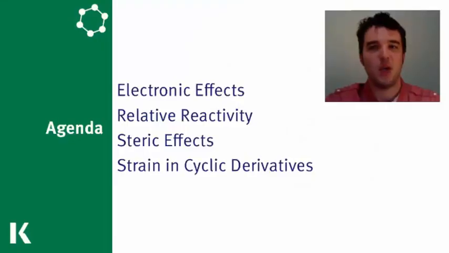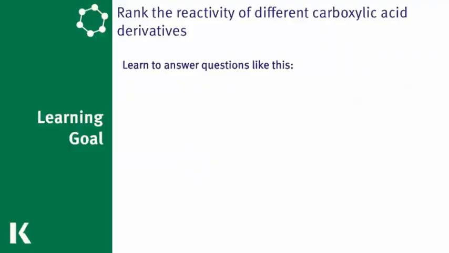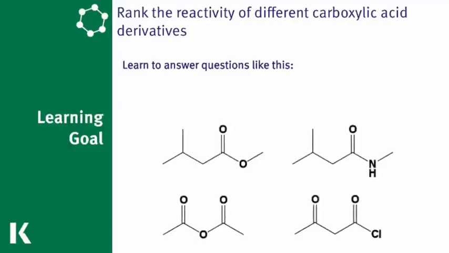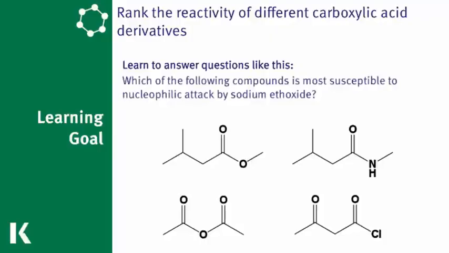This video will help you build an understanding of what makes a given carboxylic acid derivative more or less reactive. We will cover electronic effects like induction and conjugation before moving on to sterics and ring strain, all the while comparing the molecular elements that influence relative reactivity. After watching this video, you should be able to answer questions like this one, which asks you to identify the acyl compound most susceptible to nucleophilic attack.